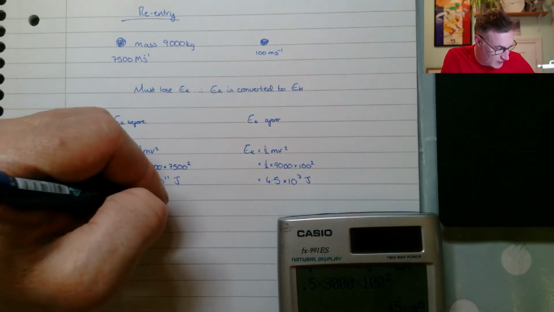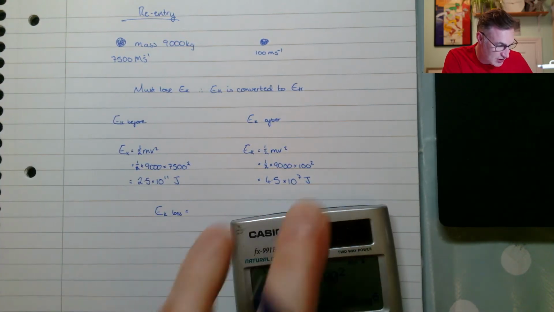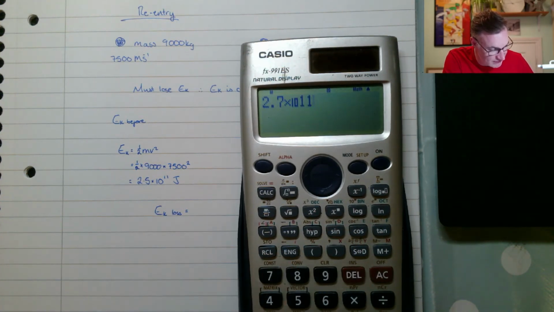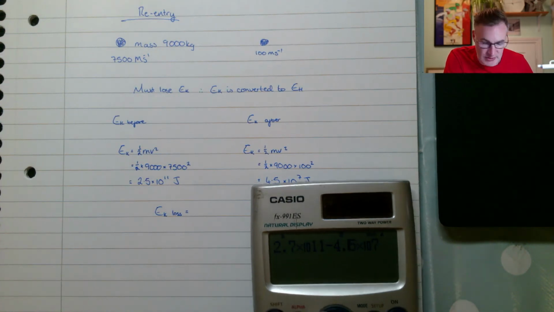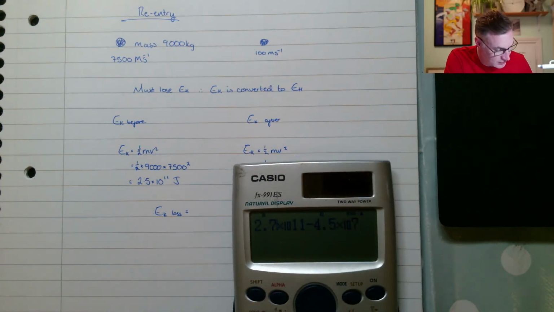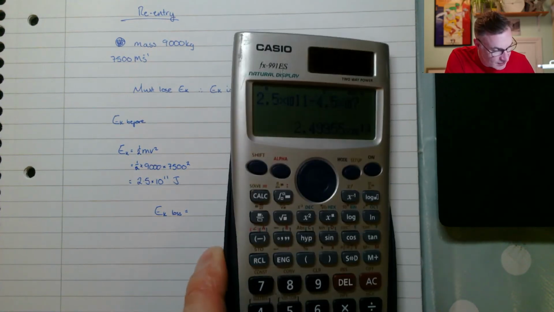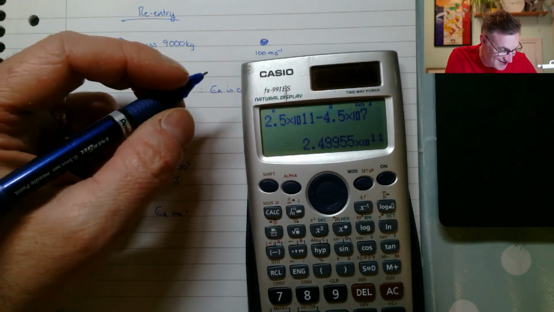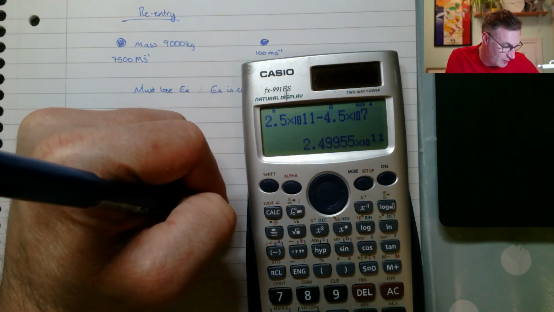But if we want to work out the energy loss, so EK loss, we're just going to take one from the other. 2.5 times 10 to the 11 minus 4.5 times 10 to the 7 will give us 2.5 times 10 to the 11. No, 2.49955.